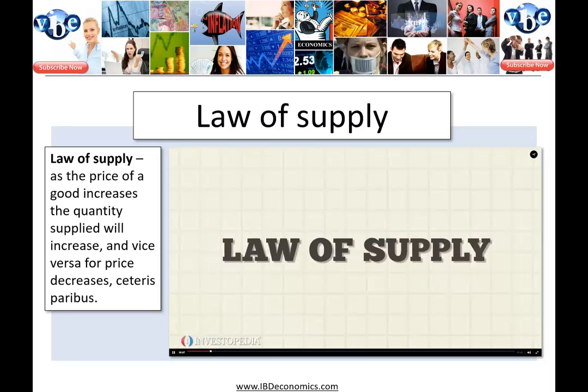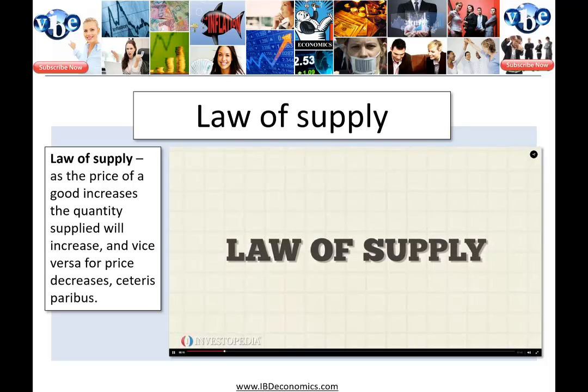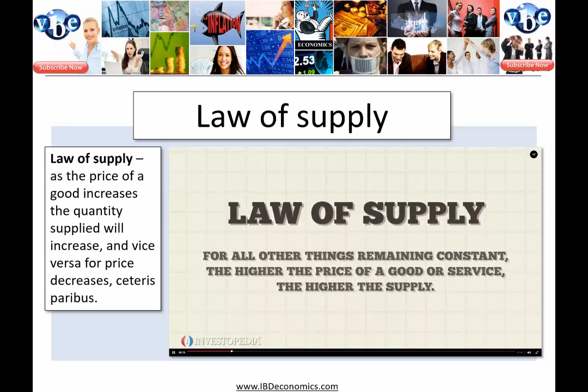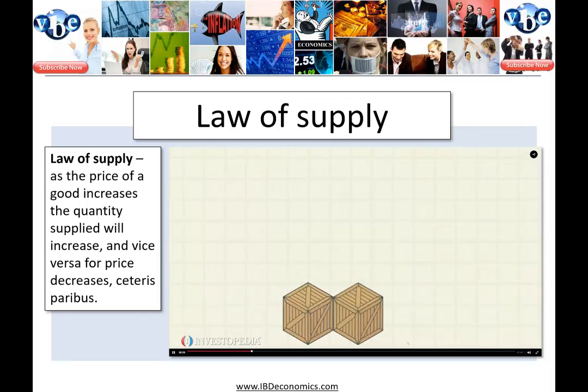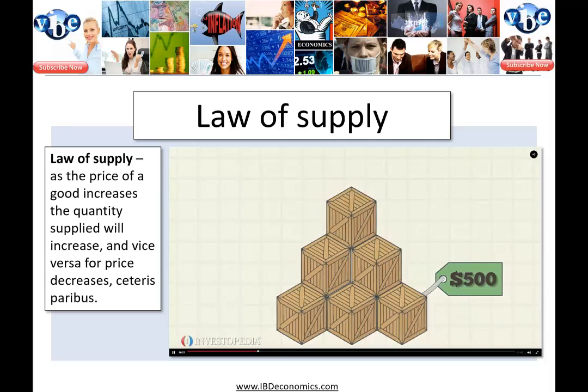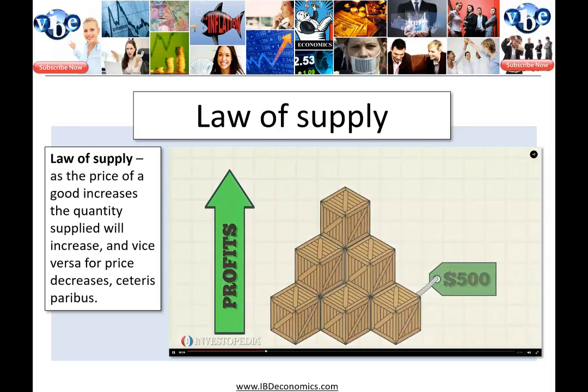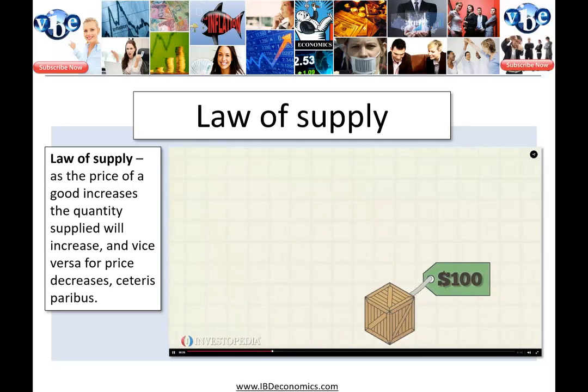The law of supply is one of the most fundamental principles in microeconomics. According to the law of supply, for all other things remaining constant, the higher the price of a good or service, the higher the supply. Producers want to produce more of that good or service at the higher price to increase profits. Conversely, the lower the price, the lower the supply.